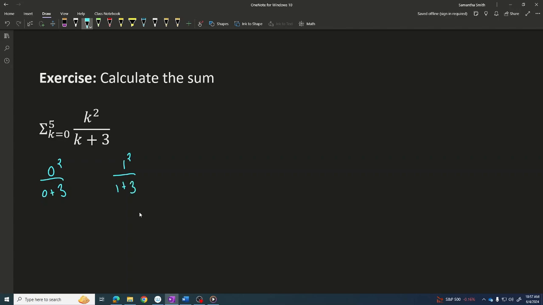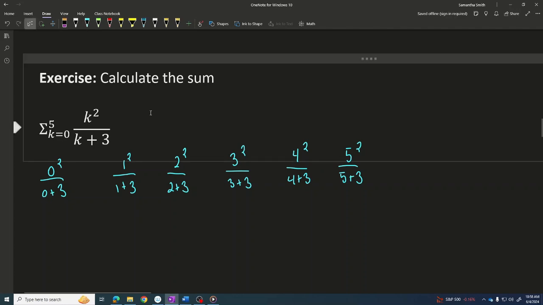Then I increment k one more time. It goes from 1 up to 2, the next whole value. And I plug in k equals 2, 2 squared over 2 plus 3. Then k becomes 3, and I get 3 squared over 3 plus 3. Then k becomes 4. Then k becomes 5. And once I hit 5, I stop. Why? Because 5 is the uppermost k value. 5 is the upper limit on the k's given to me at the top of the sigma.